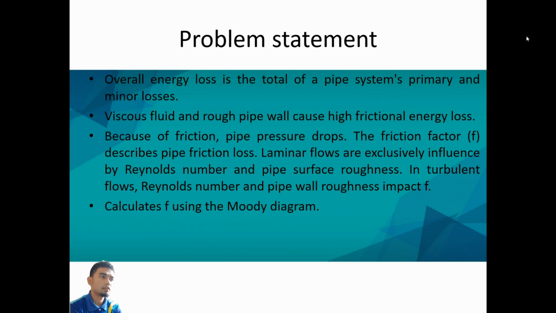Laminar flow is exclusively influenced by Reynolds number and pipe surface roughness. In turbulent flow, Reynolds number and pipe wall roughness impact F. Calculate F using the Moody diagram.